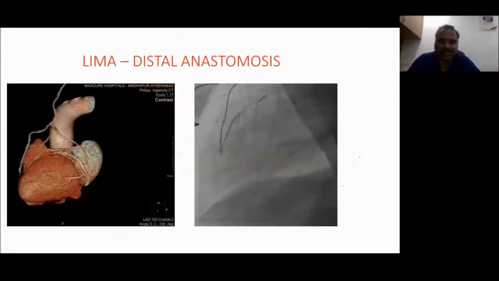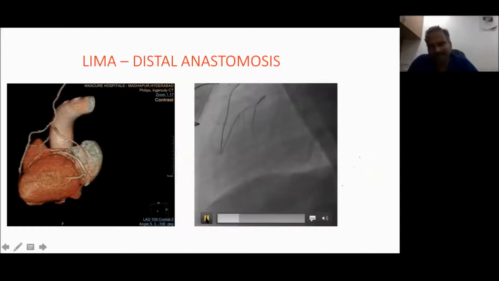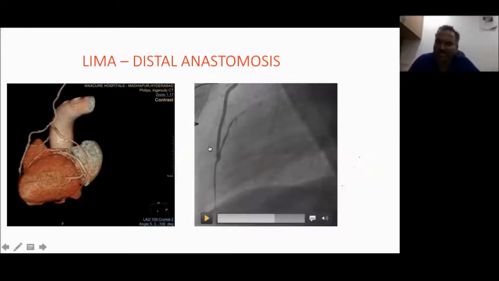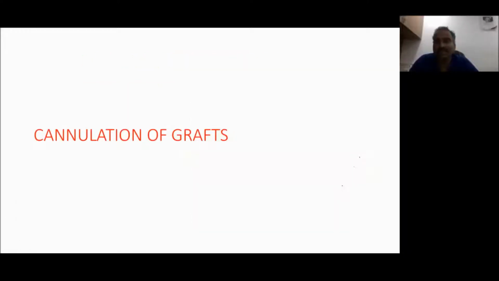And coming to the distal anastomosis, you can see in this CT angio. The distal anastomosis of the LIMA is best visible in lateral view. So always, lateral view is mandatory. You can see in this CT image that your LAD is lifted up because of your graft, and you can clearly see the graft anastomosis. And in the same patient, this is the distal anastomosis. So the best view for the distal anastomosis is the lateral view, which we always have to take when analyzing the LIMA.